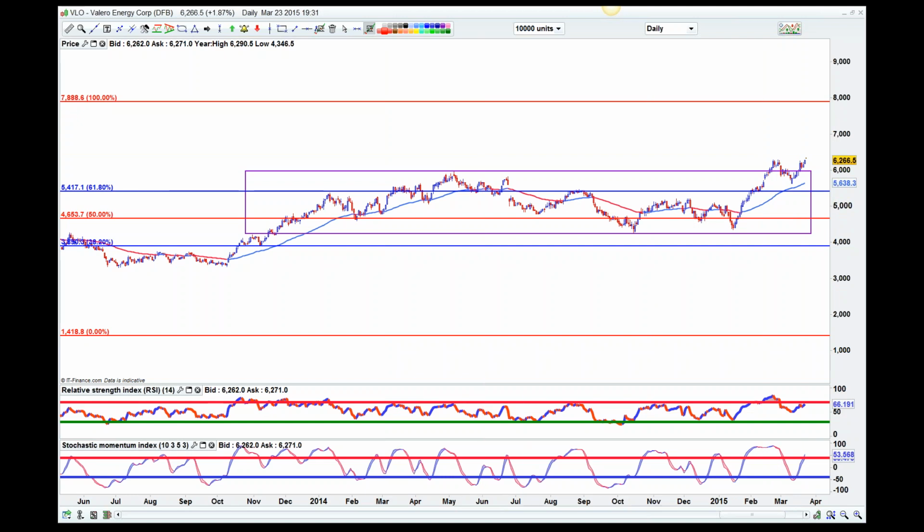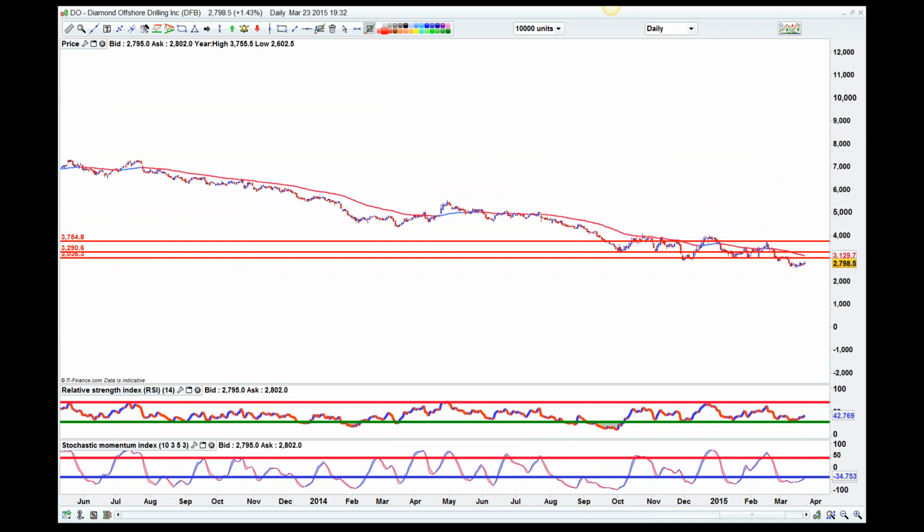Other ones, let's look at the drillers, the rigs. Diamond Offshore.